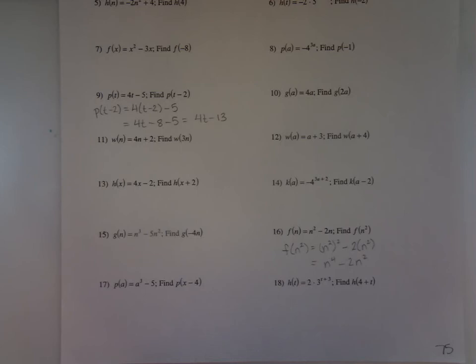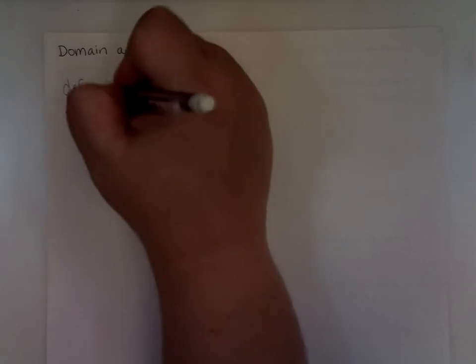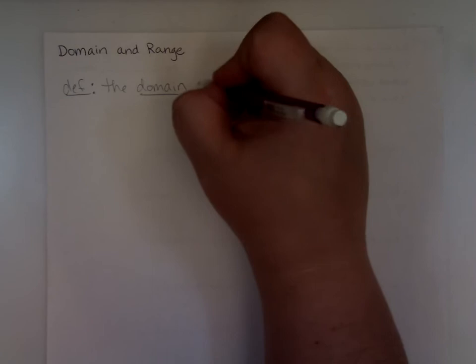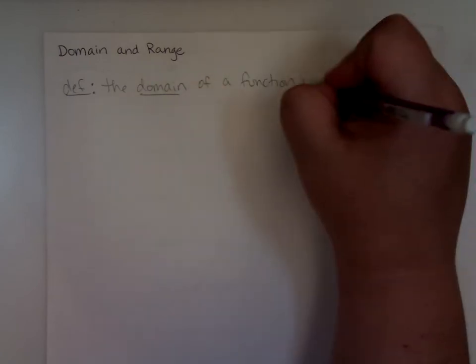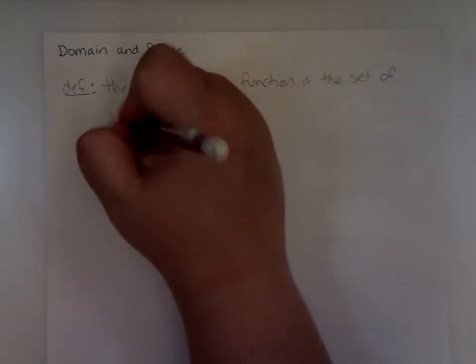Okay, so on page 76, it's blank. I'd just like you to write in domain and range. So let's just do some quick definitions. The domain of a function is the set of possible x values.